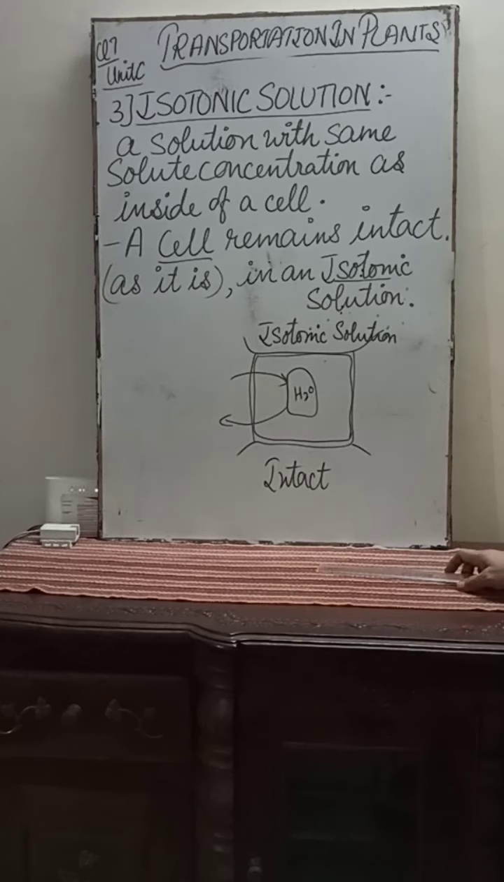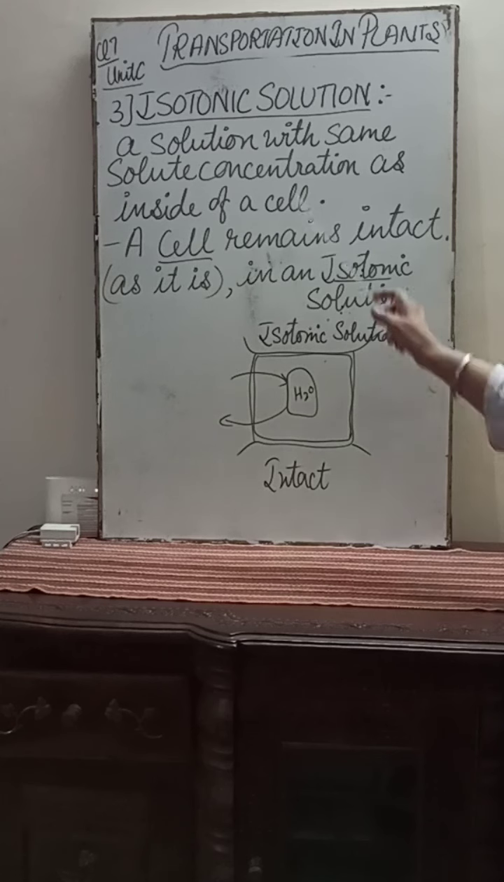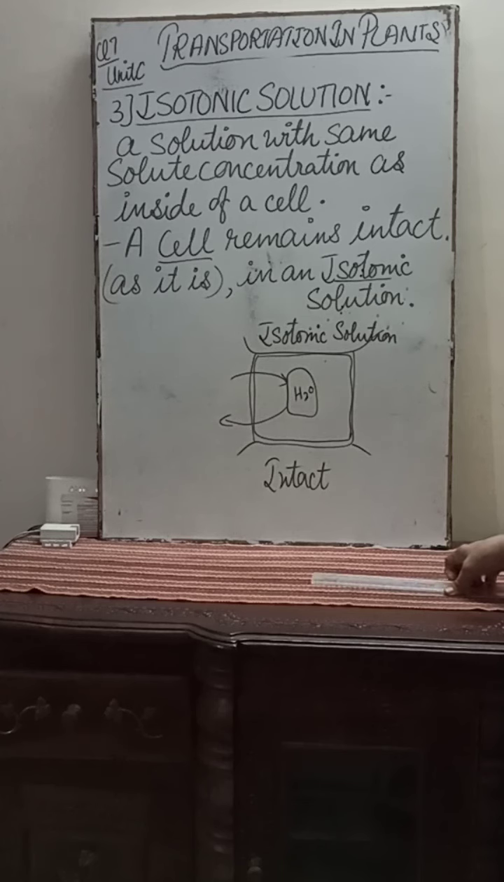So we have understood the three types of solutions: the hypertonic, the hypotonic and the isotonic solutions. So this is the process of diffusion and osmosis we have understood, and what type of absorption by the cell takes place in plant cells. Now we shall discuss the tissues involved in transportation of water in plants in the next lesson. So this is all about diffusion and osmosis, and I hope you have understood it. Thank you.